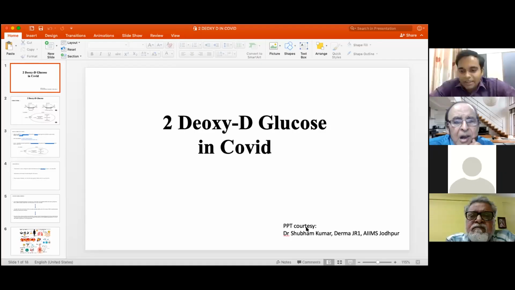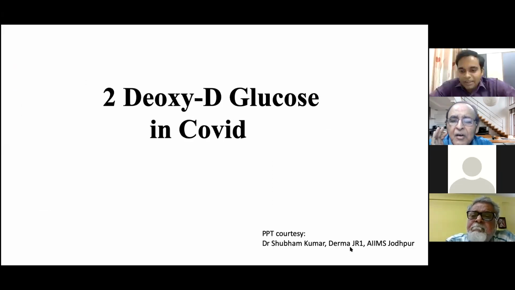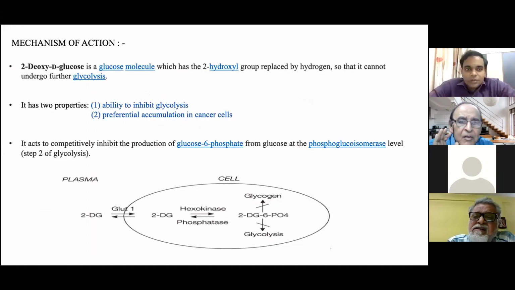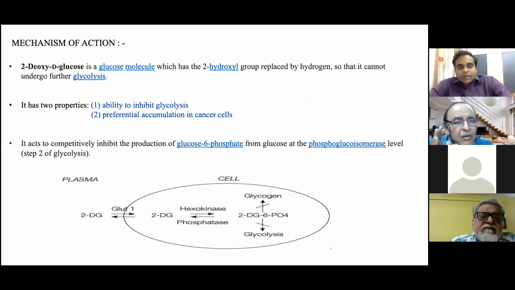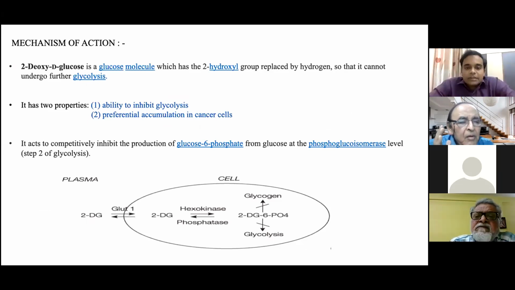Oh yes. Okay, so this is courtesy Shubham, who is our player one. So 2-deoxy-D-glucose is an analog of glucose. Primarily it is a glucose molecule which has a hydroxyl group replaced by hydrogen, and this avoids further glycolysis. By this method, it has the ability to inhibit glycolysis. Therefore, it will affect those cells which are rapidly multiplying, let's say cancer cells.